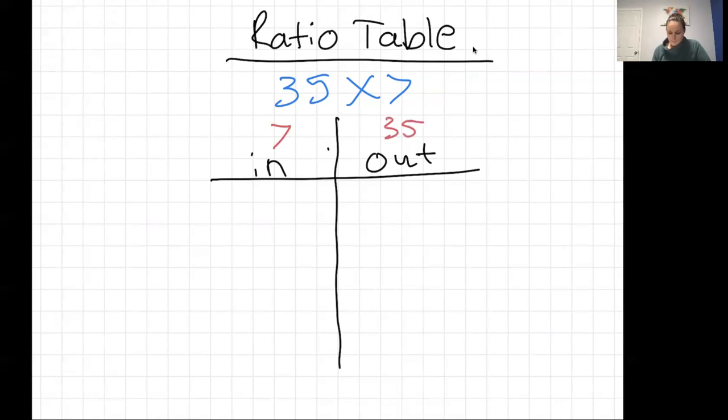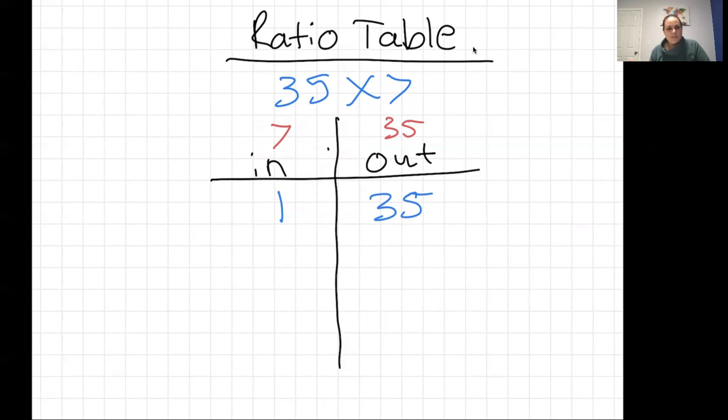Okay. So with ratio tables, I'll remind you, we always start with 1. So 1 times 35. If 1 goes in and I'm timesing everything by 35, that's my rule, times 35, and I want to do it up to 7 times. 1 times 35 gives me what? You're right, 35. So I can write that on this side.